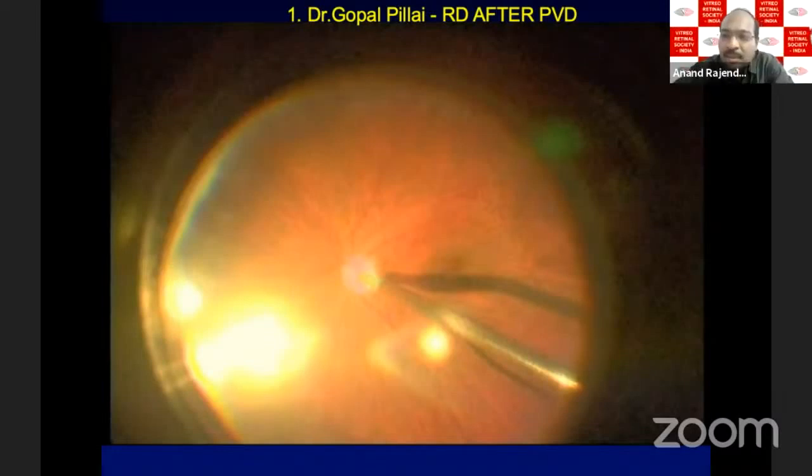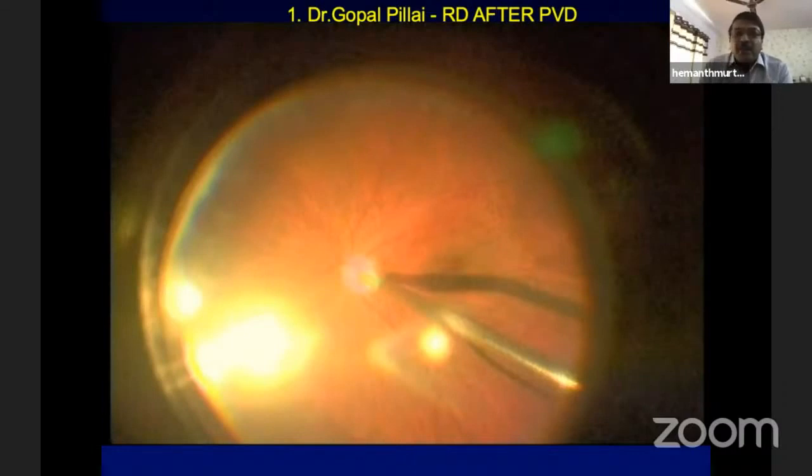Okay, thank you. Dr. Hemant, would you like to add something? I think in addition to that, generally with the old cutter, when the cutting is not good, there is an incarceration of the retina in the probe. It tends to keep holding on to the vitreous a lot more than it cuts.